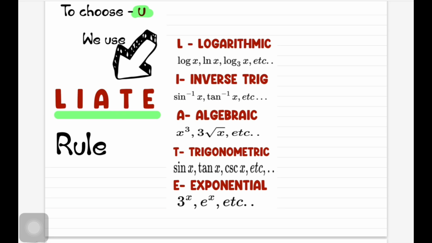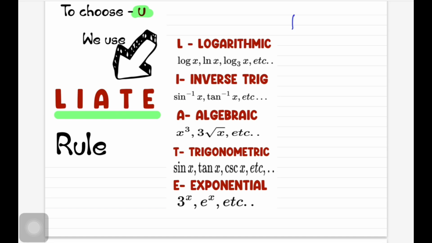So what is the LIATE rule? L is for logarithmic, I for inverse trigonometric, A for algebraic function, T for trigonometric, and E for exponential. It means that according to the type of the functions, we decide what will be u in the problem. For example, let me take 2-3 examples quickly to understand how we are going to choose u in the problem.